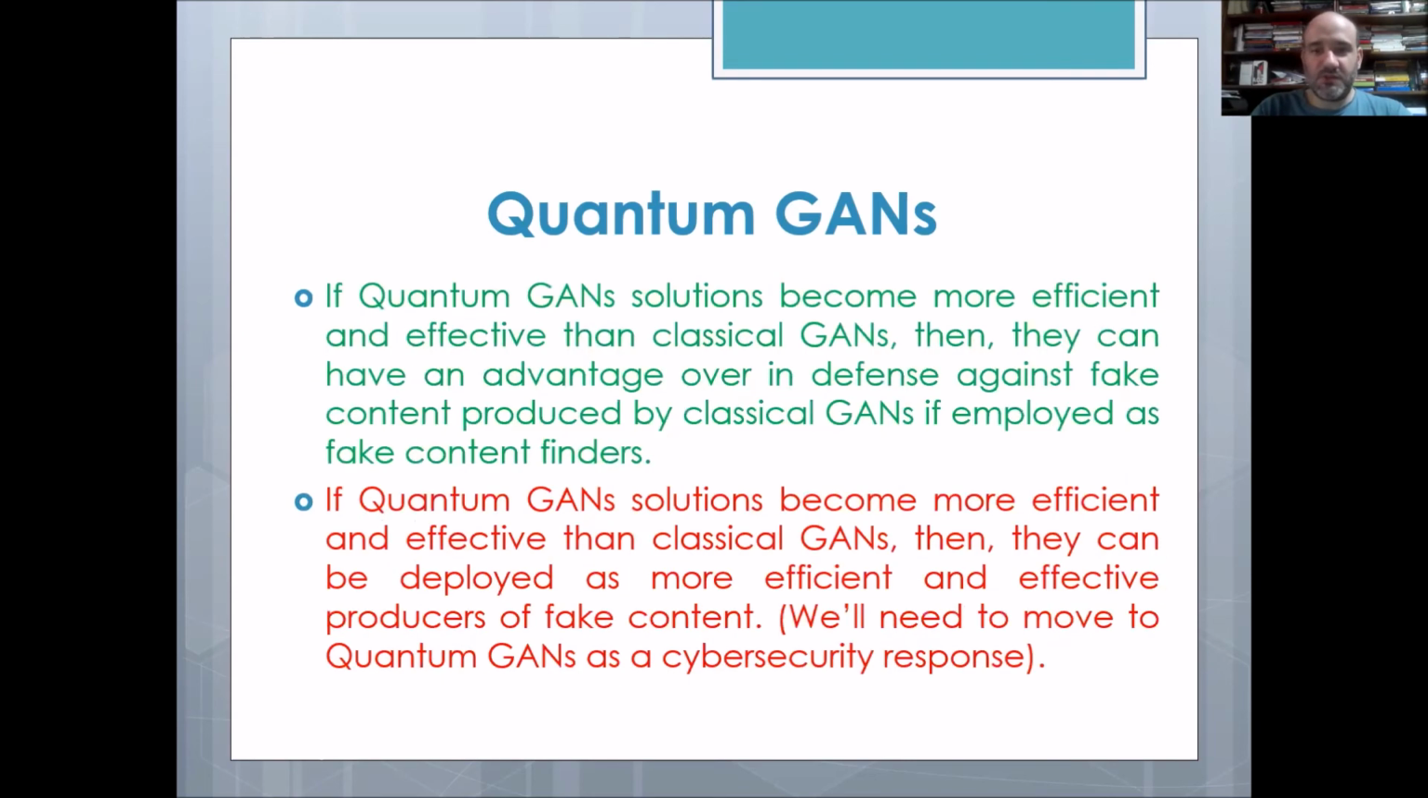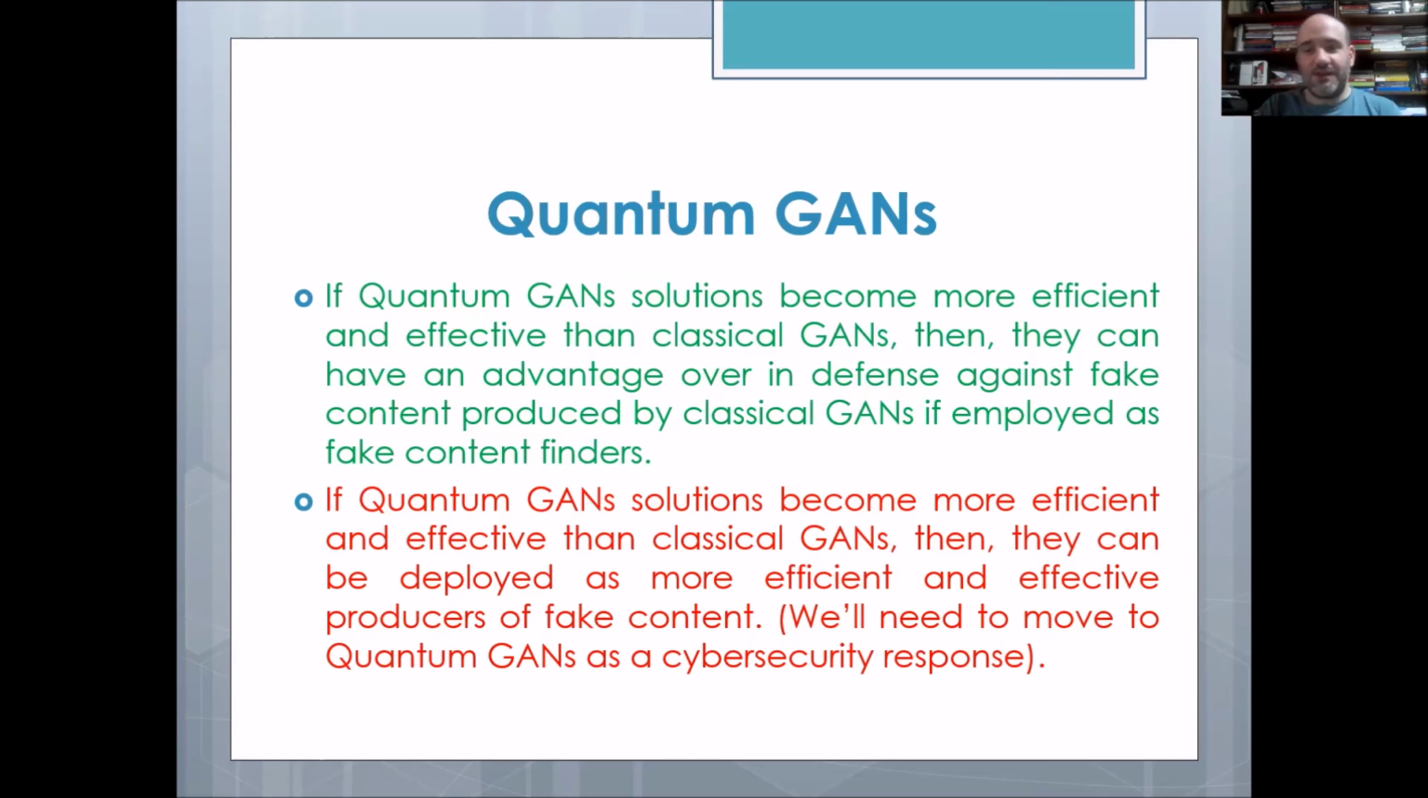So the possibility of future quantum deepfakes is an effective problem from a cybersecurity perspective, but it can also be used for defense. These quantum generative adversarial networks, if they become more efficient and effective than their classical counterparts, can have an advantage in defense against fake content produced by the classical counterparts, if employed as fake content finders. So this is the defense side. This is the security side.